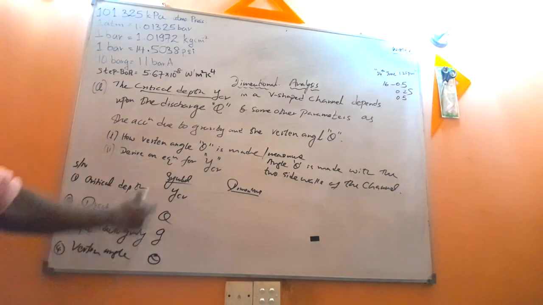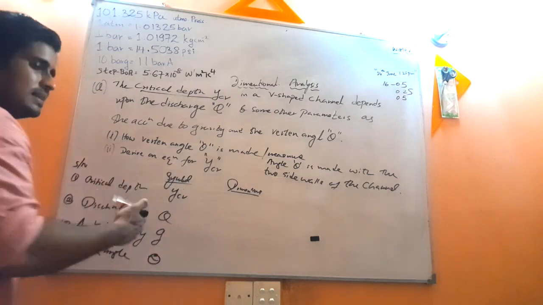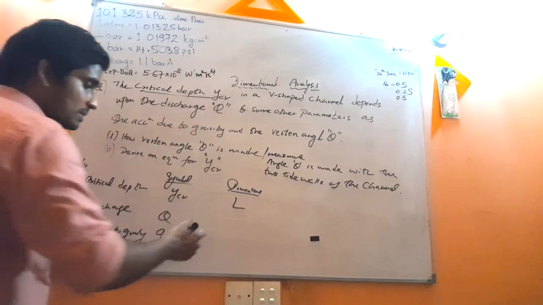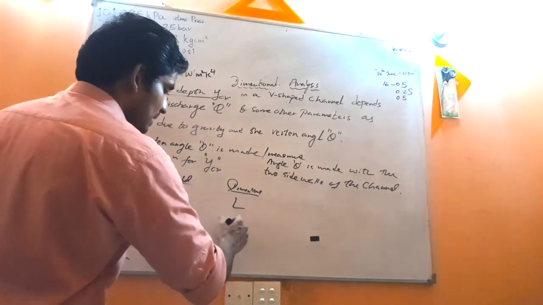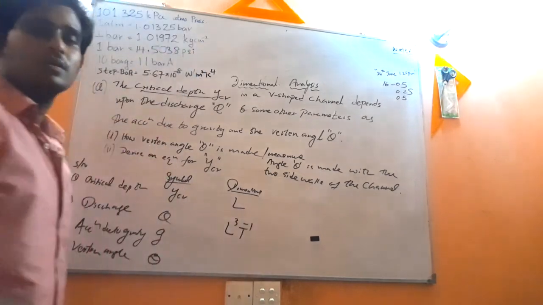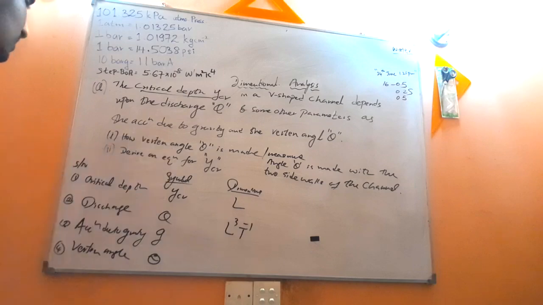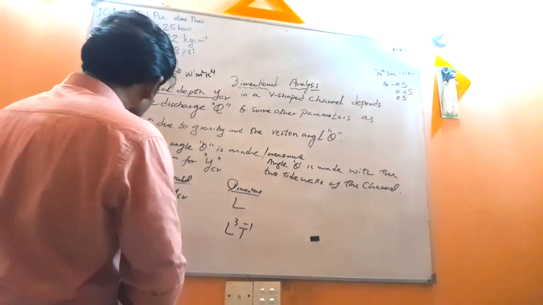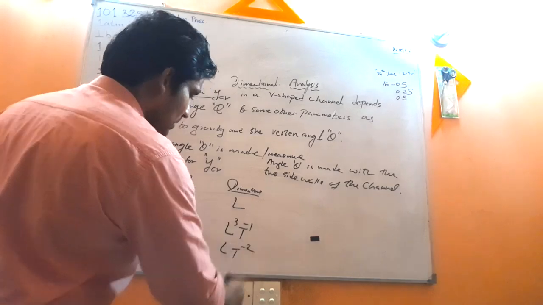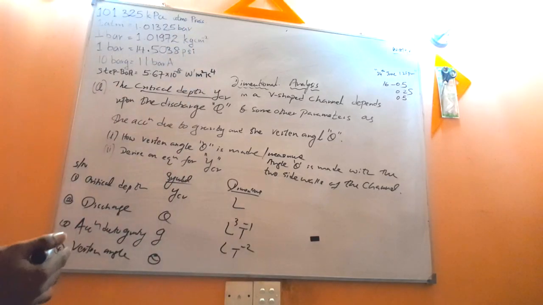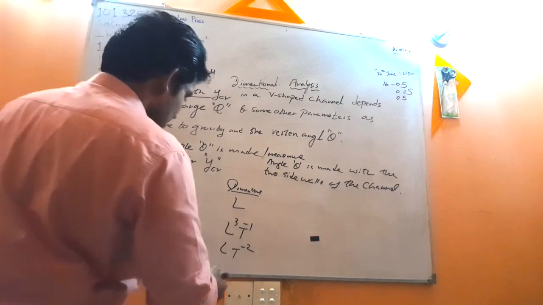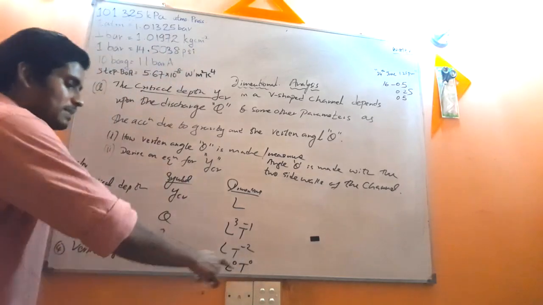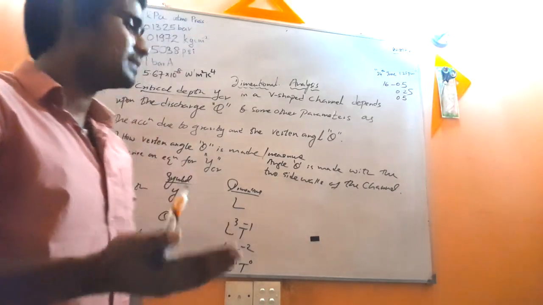What is the dimension of critical depth? It's a length, so capital L. Discharge is a flow rate, in units of meter cubed per second, so it will be L cubed T minus 1. And g has units of m s minus 2, so its dimensions will be L T minus 2. If we consider the vertex angle dimensionless, then it has M to the power 0, L to the power 0, T to the power 0. MLT are the basic dimensions for mass, length and time.